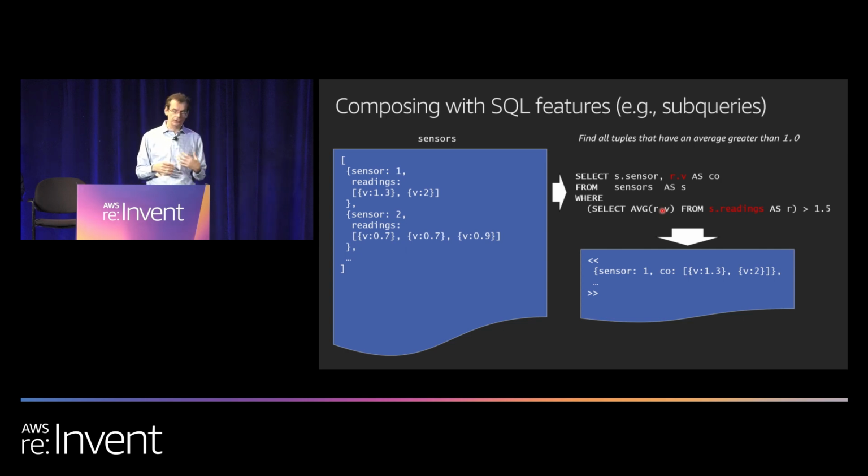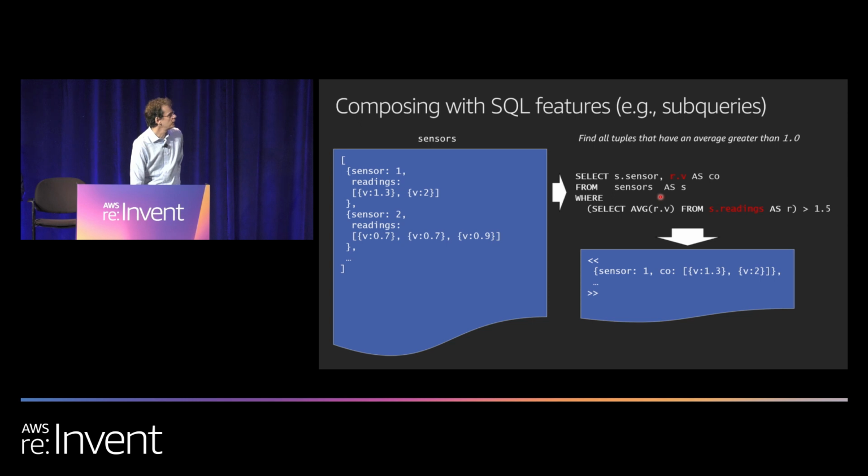Here we are blending it with the SQL subquery feature, right? So here our example says, find all top-level tuples that have an average greater than 1.0. So basically, when I'm saying average greater than 1.0, I'm assuming that most of my tuples are going to have these readings, and it's going to have an array, and the average greater than 1.0 means that the values in this array are going to average more than 1.0. Okay, so as we said, nothing new to what's here.